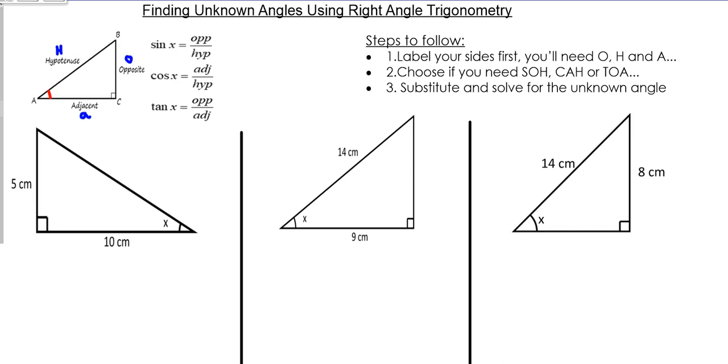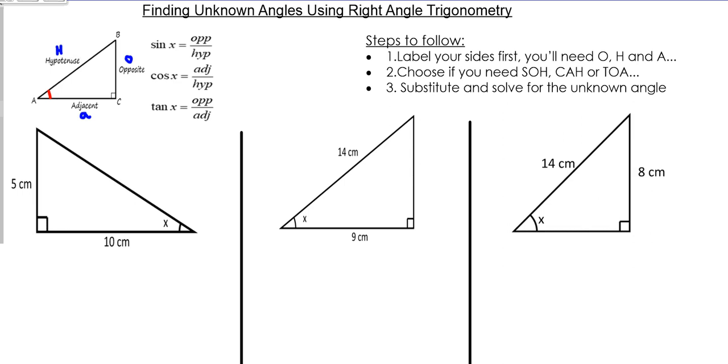So just a few quick reminders. Make sure that you really carefully label the sides of your right angle triangle before you then decide and choose which formula and ratio you want to use. Make sure you clearly substitute and then look to rearrange and solve for either the missing angle or missing side.